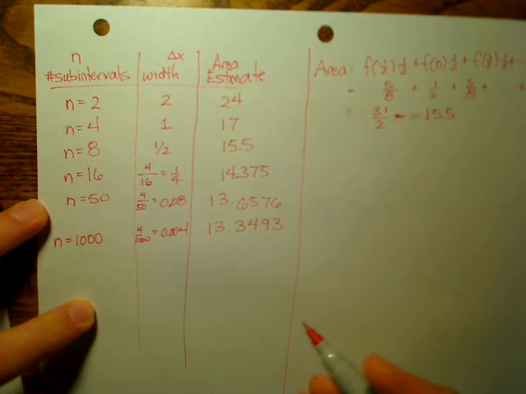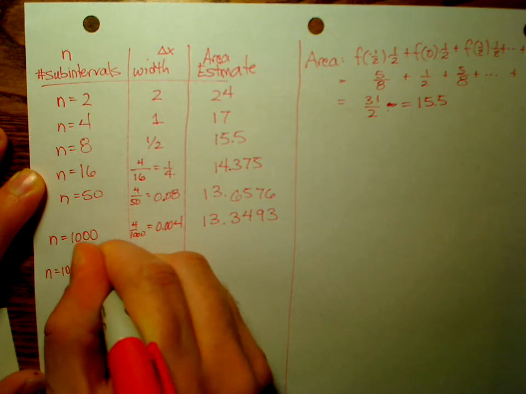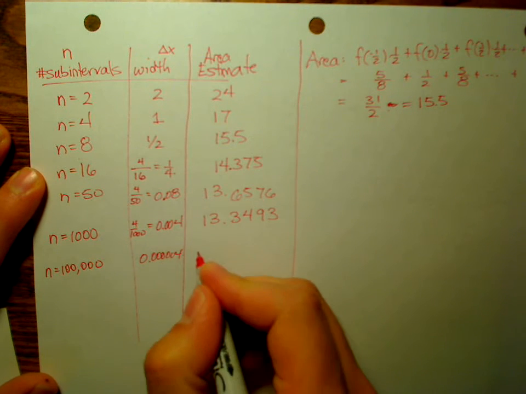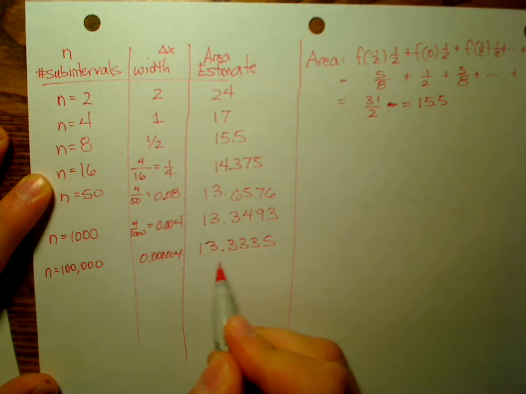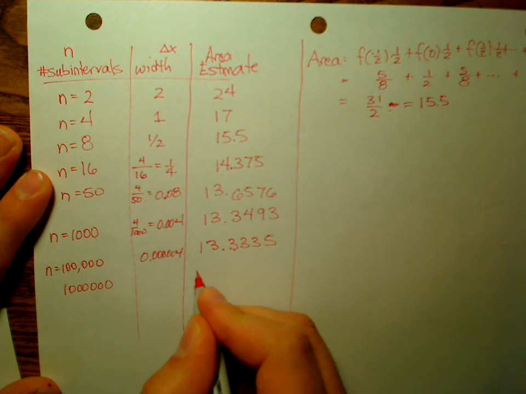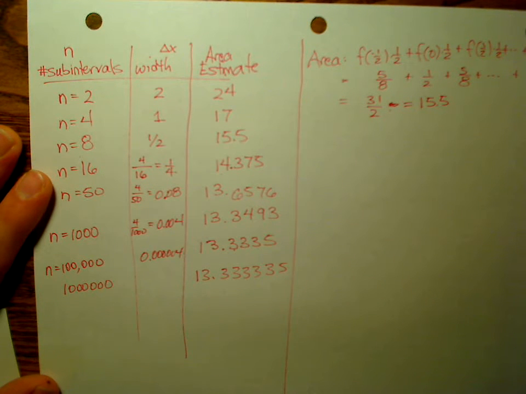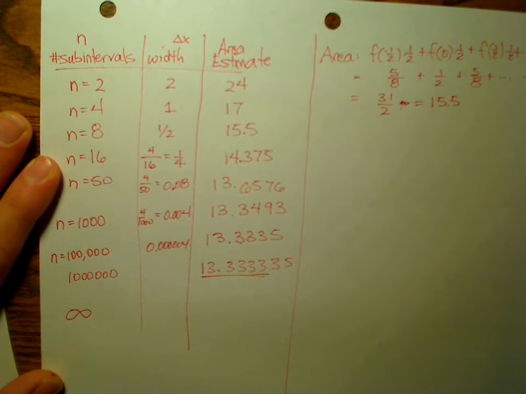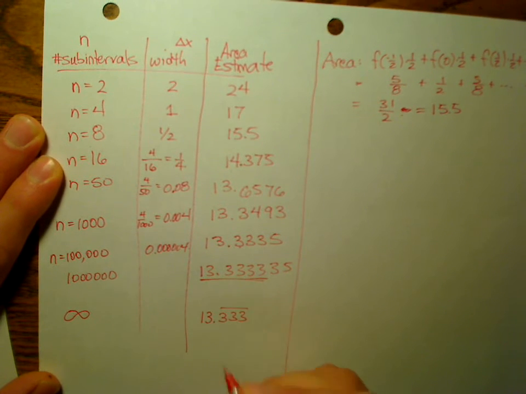It seems like it's a little bit more than 13. Maybe it's going to keep going down below 13. It's hard to tell at this point, but say we went to 100,000. We're looking at intervals of super tiny, and we're looking at 13.3335. So now the 13.3 has really settled in. And even if we went up to 1,000,000, we'd be looking at 13.3333. I think there'd eventually be a 5 in there. But it really seems like if we had infinitely many subintervals, we'd be getting 13.333 repeating.